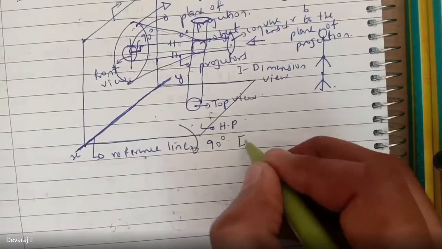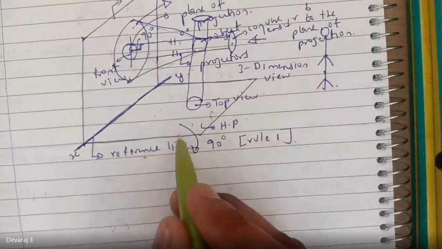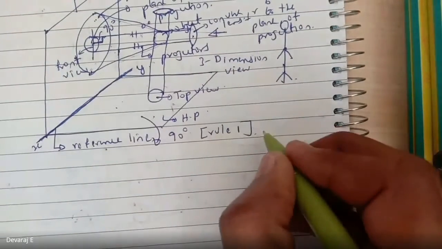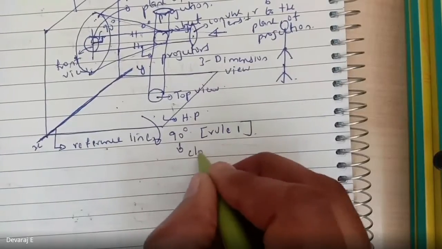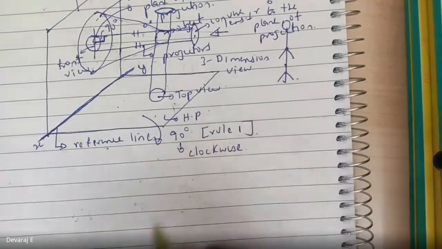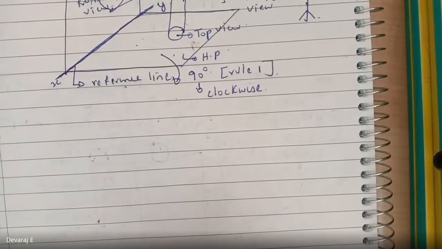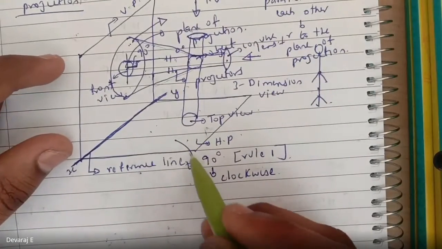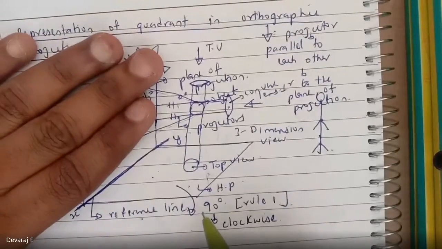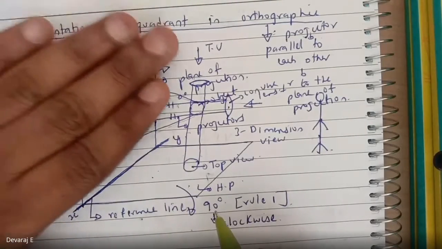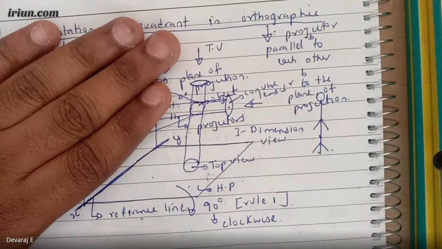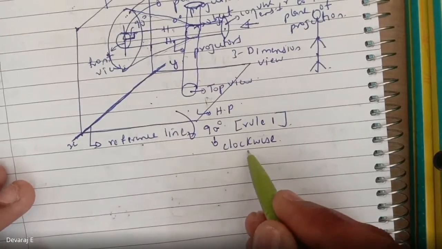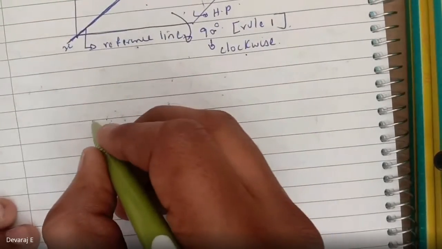These are rules. Rule number 1, kindly write down: rotate your HP by 90 degrees in the clockwise direction. So everyone is clear with this? Yes, sir. So rotate your horizontal plane clockwise. You should not worry about the VP, the vertical plane. So be careful. According to the rules, we should rotate the horizontal plane 90 degrees clockwise. So see, you'll get it like this. The final view will be like this here.